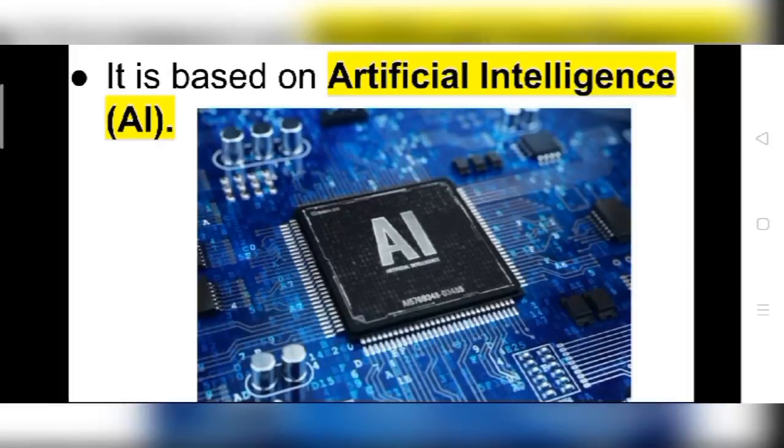Now, what do you mean by artificial intelligence? Let me explain it to you. Artificial intelligence is a simulation of human intelligence in machines that are programmed to think like humans and to mimic their actions. All right? Let me explain it to you.